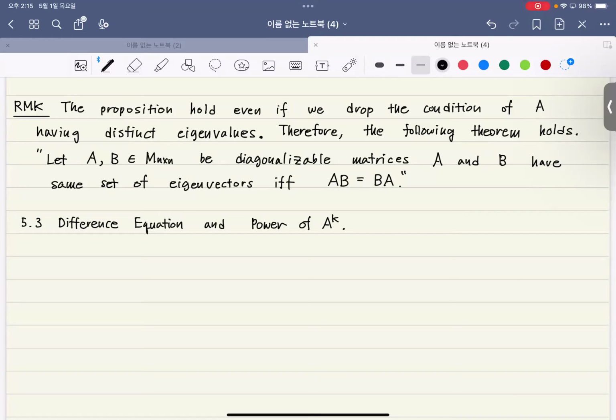So what is a difference equation? Have you ever heard what a difference equation is? I guess most of you have heard about the differential equation, 미분방정식 in Korean. But this is a difference equation. So what is actually the difference between those two concepts? I'll try to explain in today's lecture.